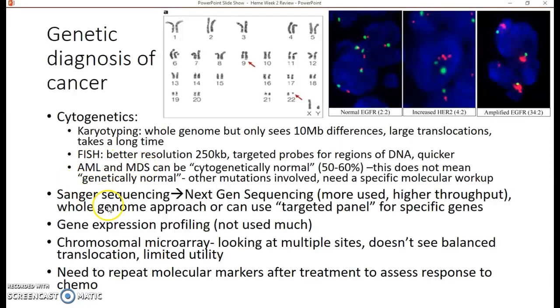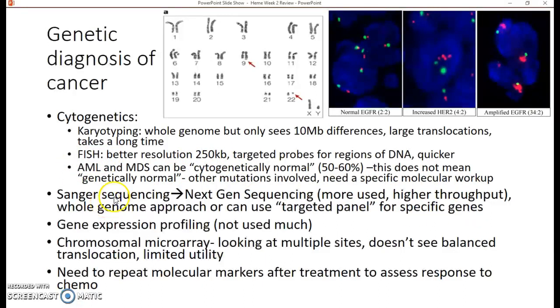So we're going to be talking a little bit about AML and myelodysplastic syndrome. Remember, they can be cytogenetically normal. That means that you do a karyotype and you do a FISH and it looks normal. That doesn't mean it's genetically normal. All cancers come from oncogenic and tumor suppressing mutations. We just may not be able to identify what exactly that mutation is.